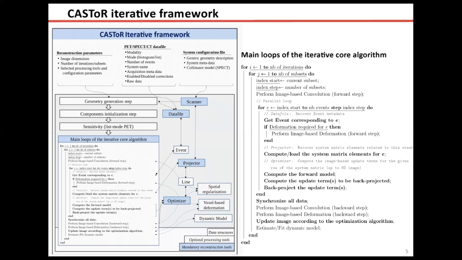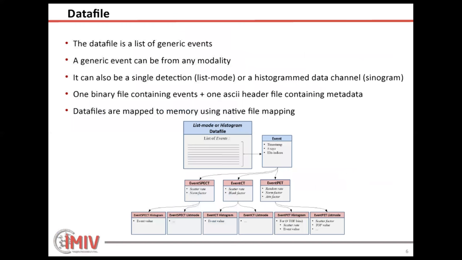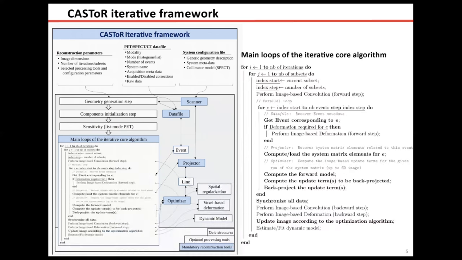So that's it. Now I will explain a bit in more detail every step. Can I ask something first? You say deformation for every event there, which raises two questions. One is the deformation. If you do it for every sinogram bin, for the whole image, that seems to be very expensive.